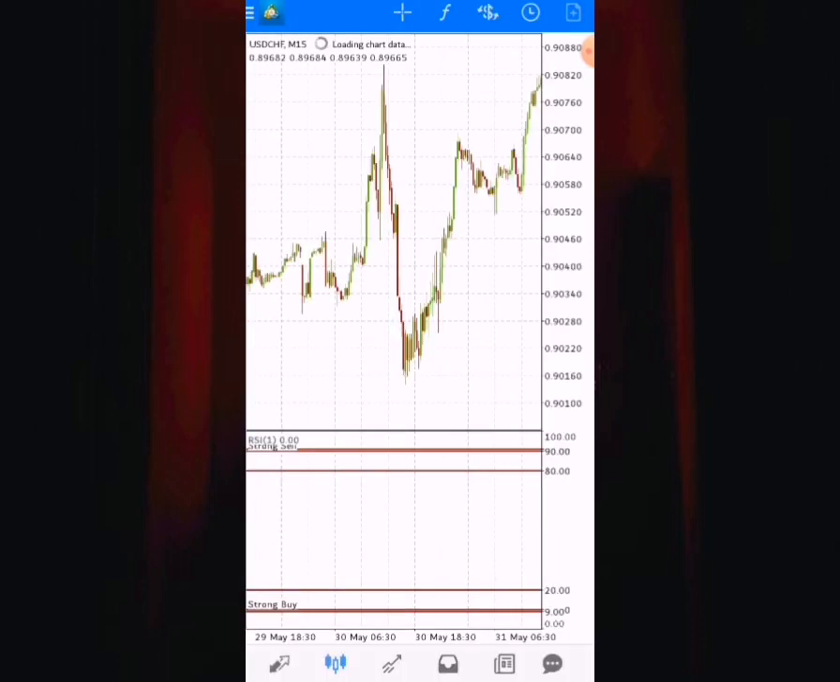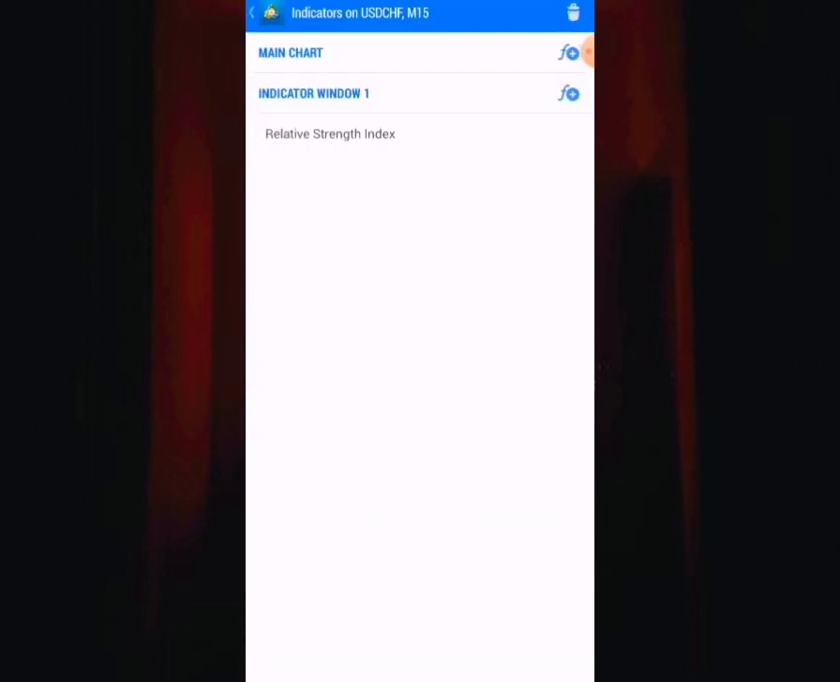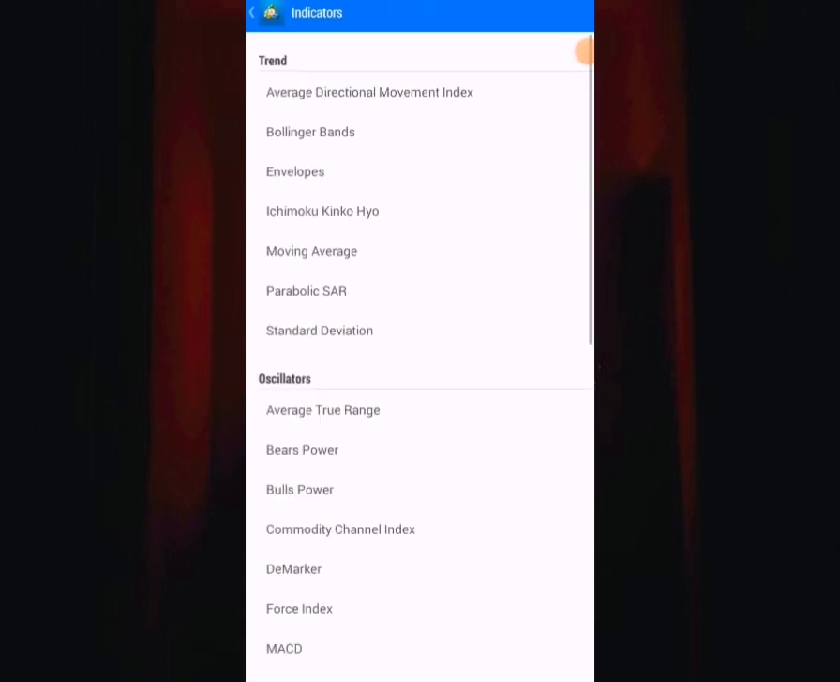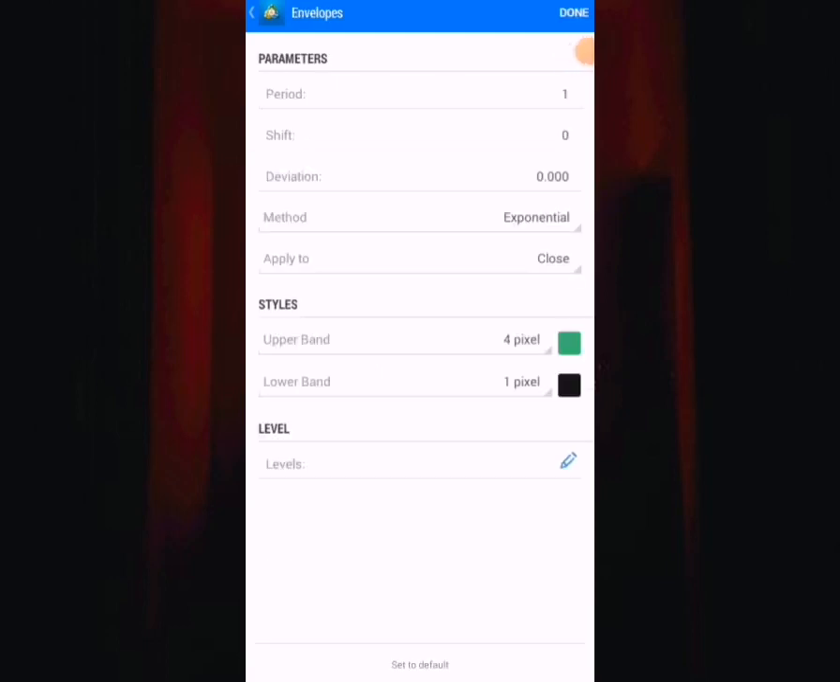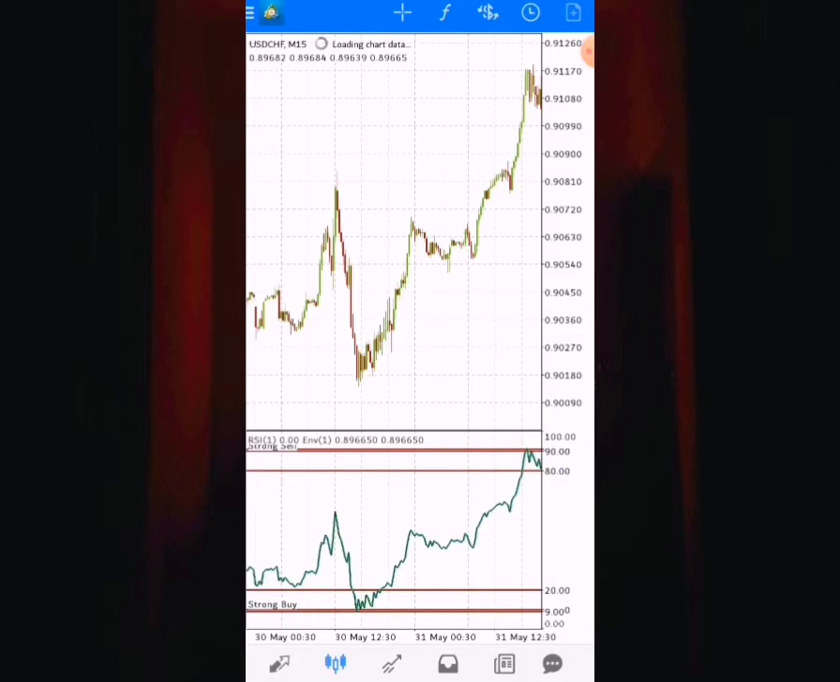You have your RSI. The next thing, press the F button again up there, and then on indicator window 1, this is indicator window 1, let's just press there. You add the envelopes. Okay, these are the envelopes. Just click there, put these settings, period 1, deviation 0, method is exponential, apply to close, copy as is, and then you click done. You are done with the RSI.